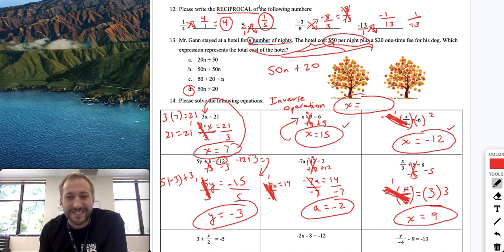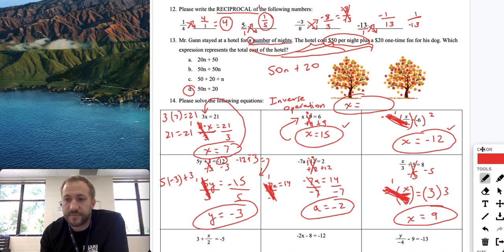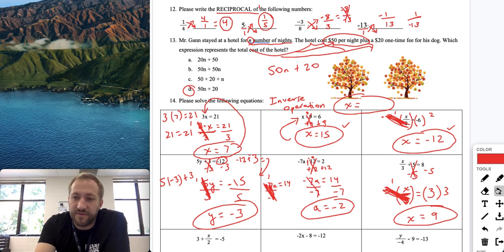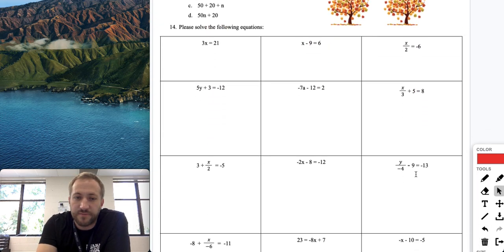Kids always get a little intimidated when they see x over a number because the fraction is immediately a little scary, and I get it, I've been there. But this is only telling me that I'm currently doing x divided by 3. So to get rid of dividing by 3, I'm going to do the opposite and multiply by 3. Let's scroll down and look at the next one. Let me give this an erase. There we go. Let's scroll down.